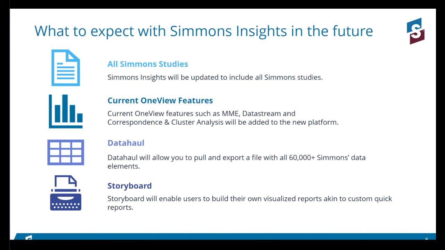We're going to be introducing a new feature we're calling Data Haul, which will enable users to pull the file of all 60,000 plus data elements within a Simmons study against your targets and then export that into Excel. So that will allow you to drill down and do a deep profile on your targets, to be able to compare and contrast a couple different targets against everything that's in there. And another new feature we're looking to build coming soon is called Storyboard.